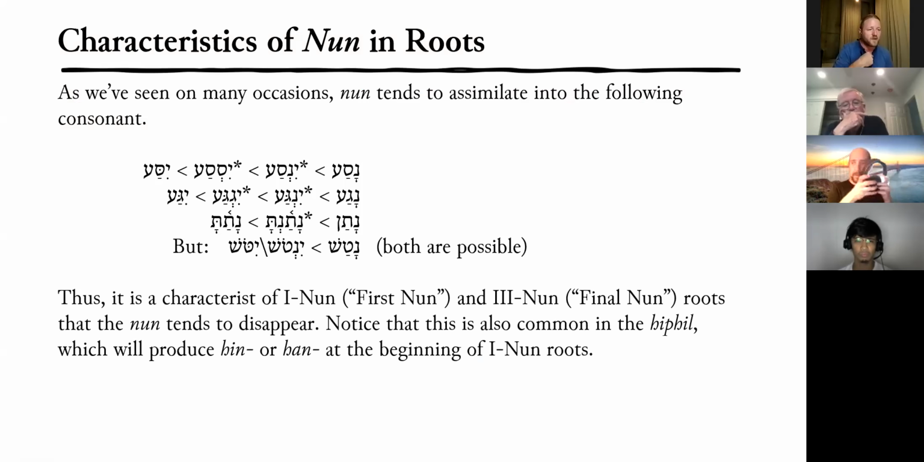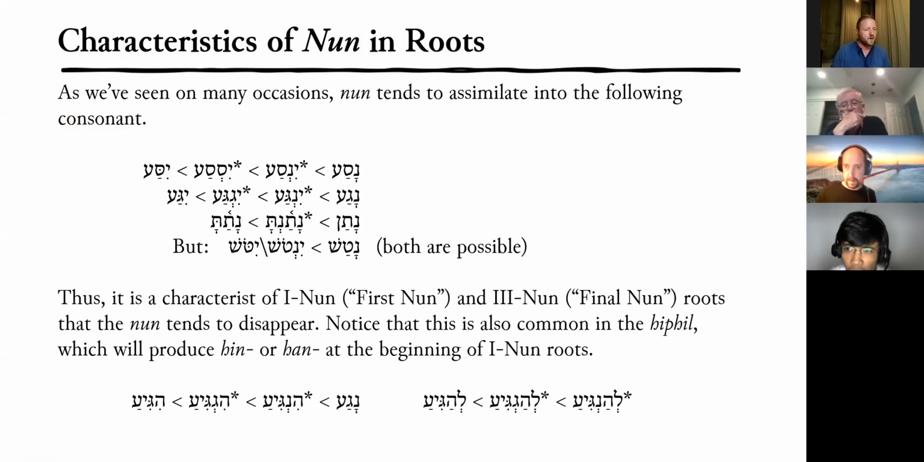Notice that this is also common in the hiphil, which can produce hin or han at the beginning of first nun roots. So for example, on the left here we have naga, the same word we had up at the top. Naga means touch, and it's followed by the bet prefix. So this is a Bluetooth speaker. You can say, I touch the speaker. Ani nogea ba ramkol. You say ba. It follows lingua or lagat, to touch.